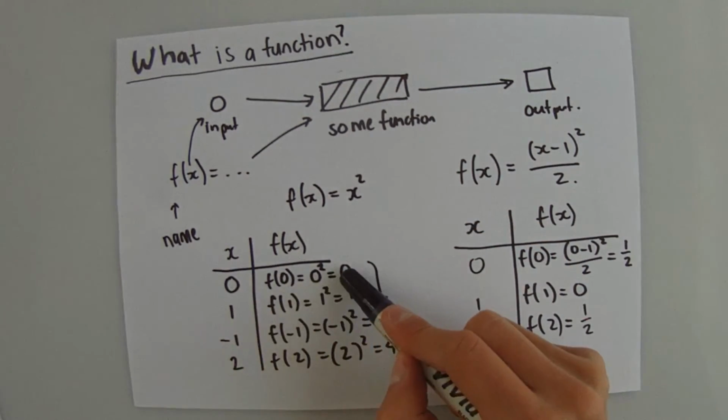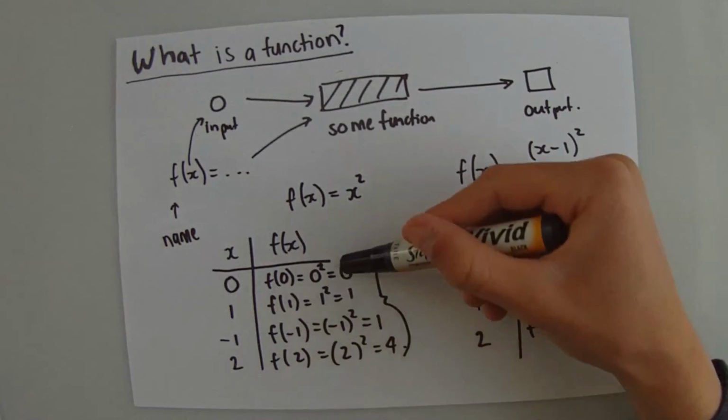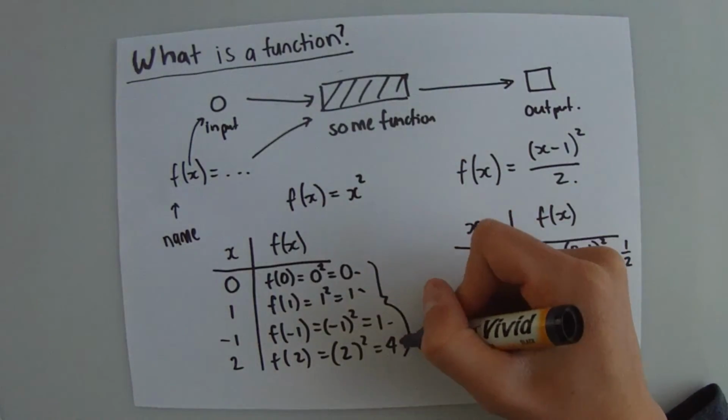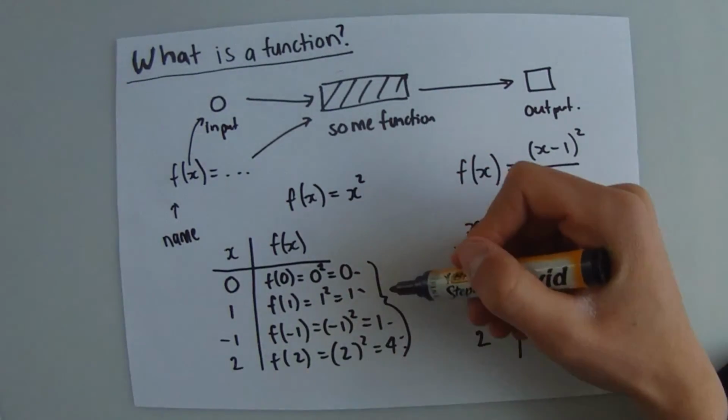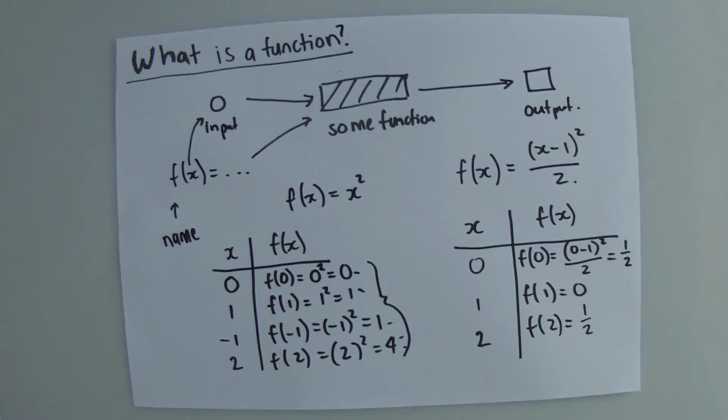So 0 squared was 0, 1 squared was 1, -1 squared was 1. These values here, the 0, the 1, the 4, are the outputs of our function, and the function itself is x squared. Hopefully that gives you a good overview of what a function is.